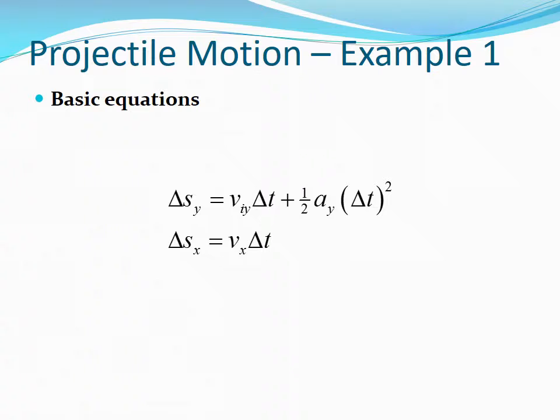We will need two basic equations. Delta s sub y, our position in the y direction, is v sub iy times delta t plus 1/2 a sub y times delta t squared, and delta s sub x, our change in position in the horizontal direction, is v sub x times delta t. The time intervals for the two motions are the same.